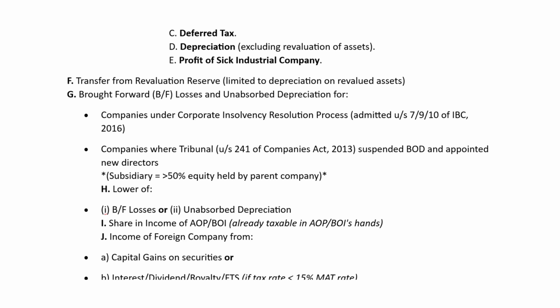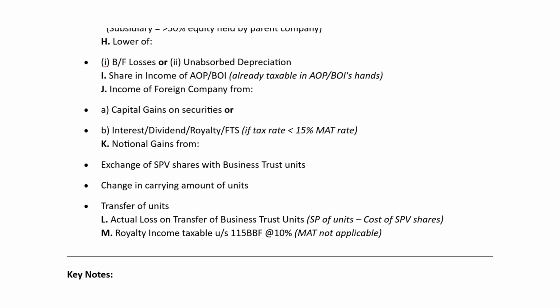Point I, share of income in AOP, BOI already taxable in the following hands, you have to deduct. Income of foreign companies from capital gain on securities or interest, dividend, royalty, FTS if the tax rate is less than the 15% MAT rate. Notional gains from exchange of SPV shares with business trust units, change in carrying amount of unit, transfer of unit. Point L is actual loss on transfer of business trust units, which is sales price of units minus cost of SPV shares. Point M is royalty income taxable under 115BBF, which is 10%. MAT is not applicable there.